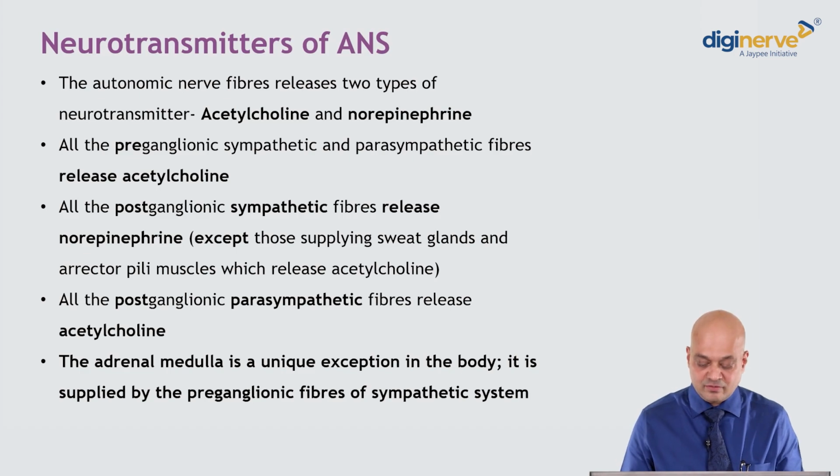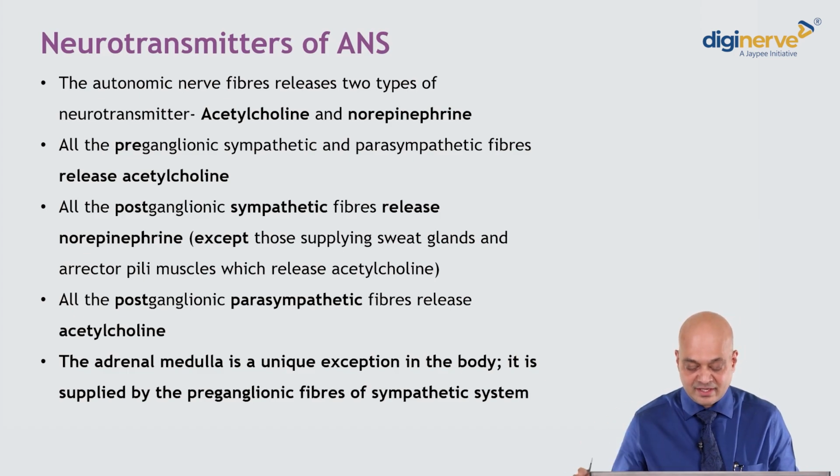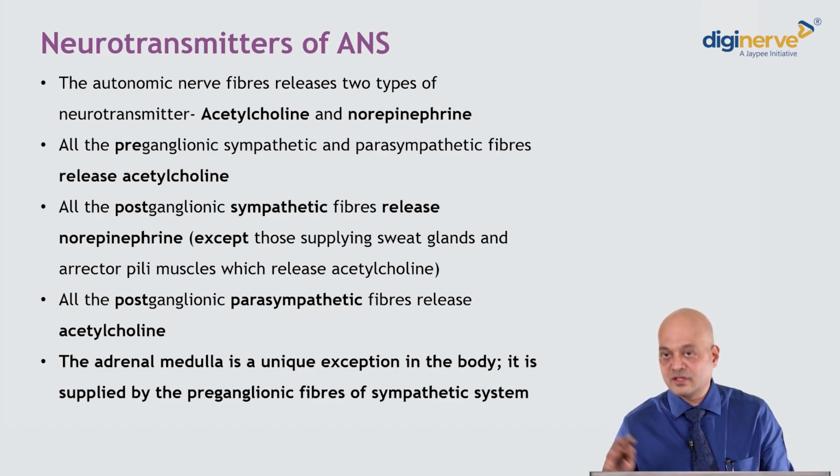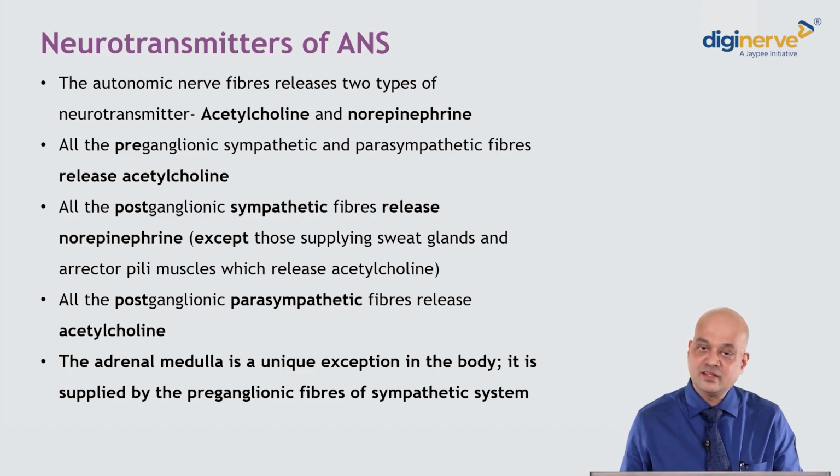All the postganglionic ones release norepinephrine, except, and that's very important to realize, the ones that supply the sweat glands and the erector pili muscles, which release acetylcholine on the other hand. So the points to note are: the preganglionic release acetylcholine, all of the sympathetic postganglionic release norepinephrine, except for the sweat glands and the erector pili muscles. The parasympathetic postganglionic, on the other hand, secrete acetylcholine only.